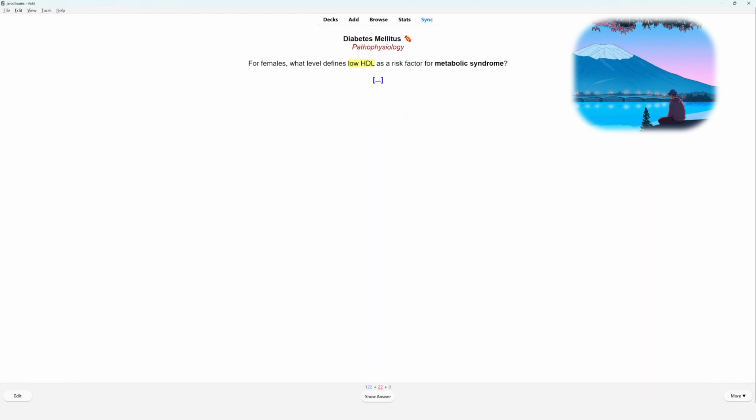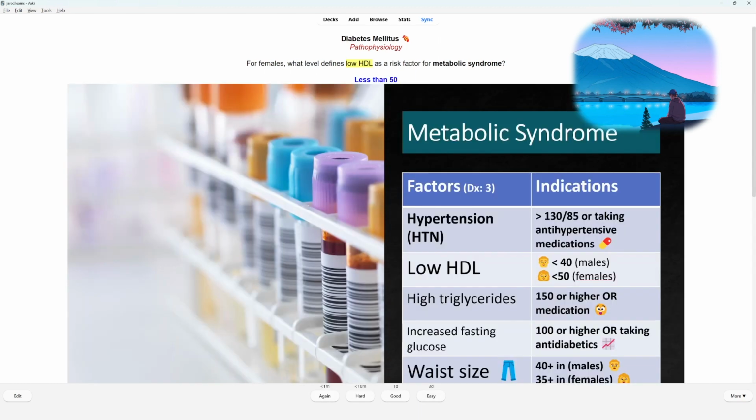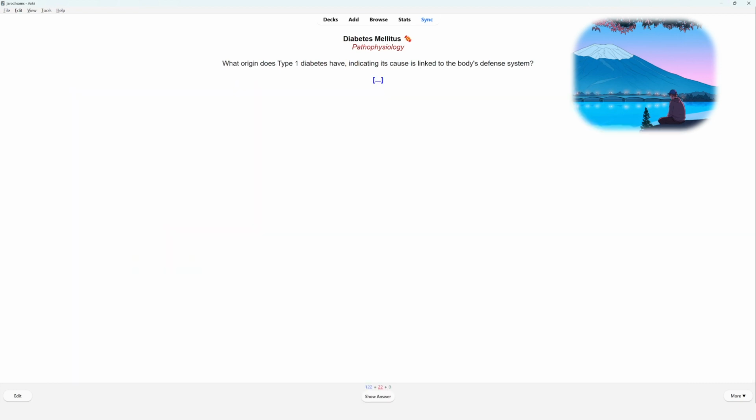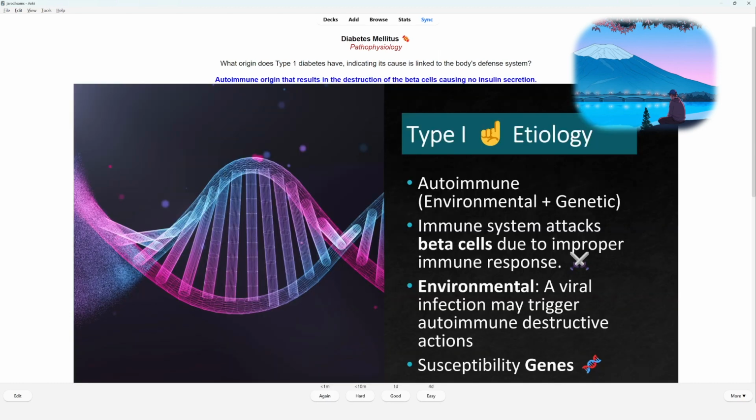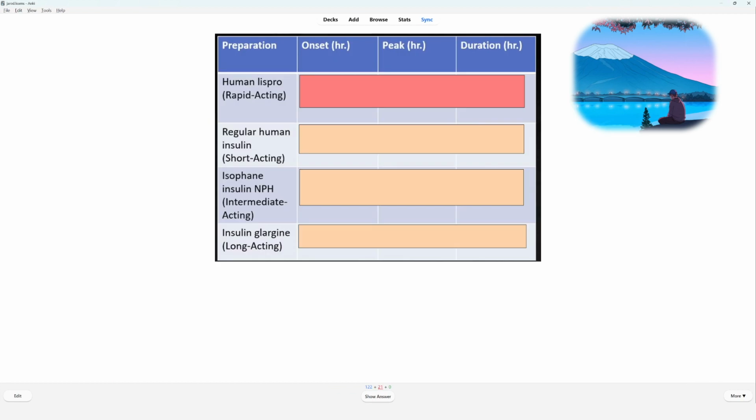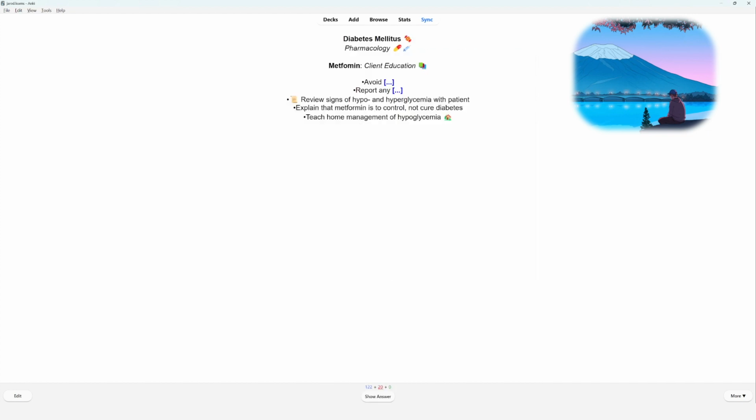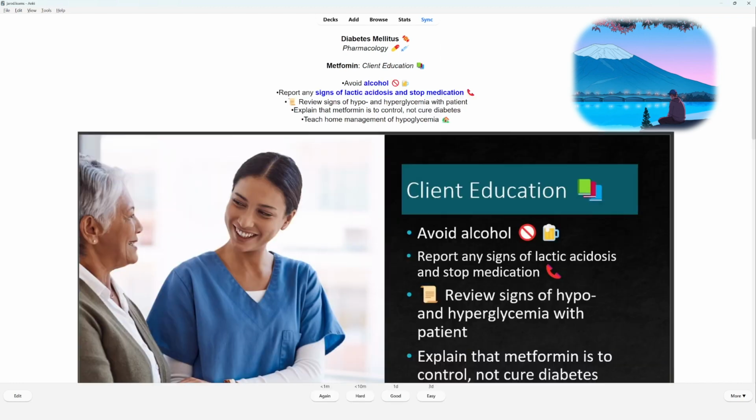What are the levels to define low HDL? 45? 50. 50 with the HDL, okay. What origin does type 1 diabetes have? It's autoimmune, it attacks the beta cells. 15 minutes, 30 minutes to 1.5 hours, and then 5-hour duration. Avoid alcohol, report any signs and symptoms of lactic acidosis, and stop for our metformin.